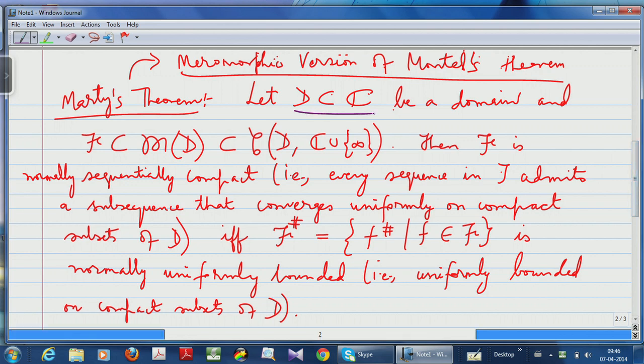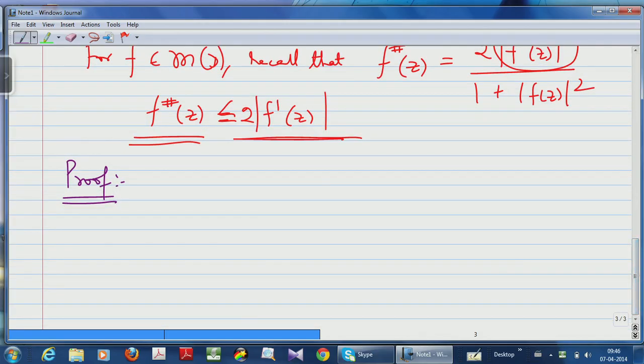I have a domain in the complex plane. I have a family of meromorphic functions. I have to assume first that the family is normally sequentially compact, and I'll have to show that the spherical derivatives are normally uniformly bounded, and I have to do the other way around. What does the proof actually involve? It involves a few simple results. So here are a few lemmas that I want to worry about. Let me say lemma.